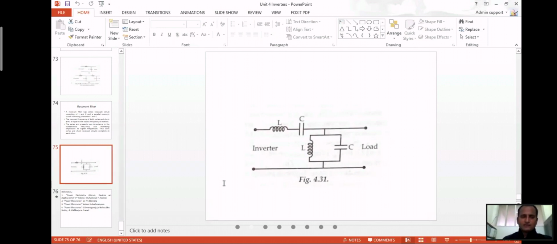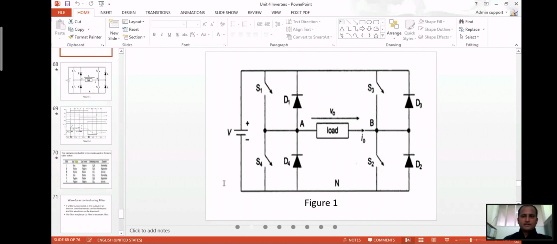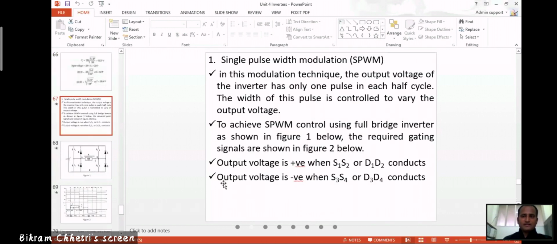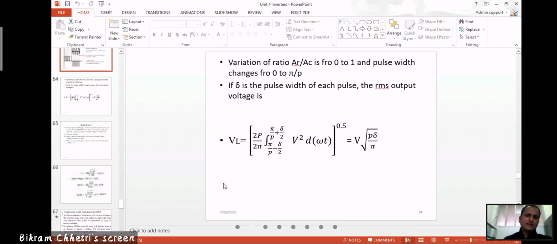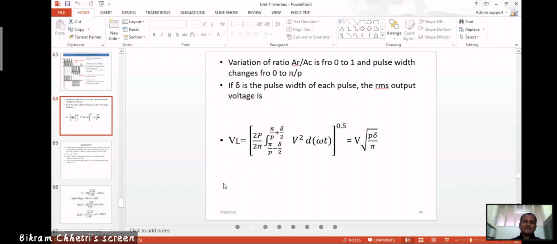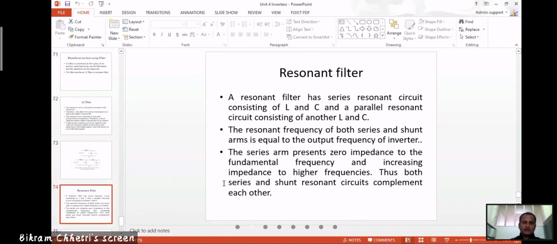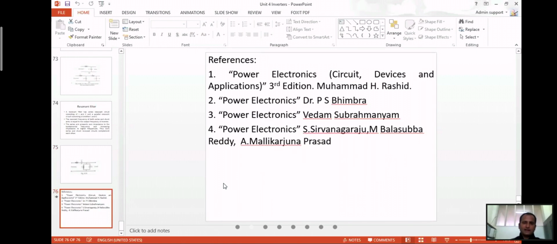These unwanted signals can be eliminated by using pulse width modulation. Most of the time nowadays they use PWM, pulse width modulation techniques, to remove the unwanted signals. With this, we come to the end of the second last unit.